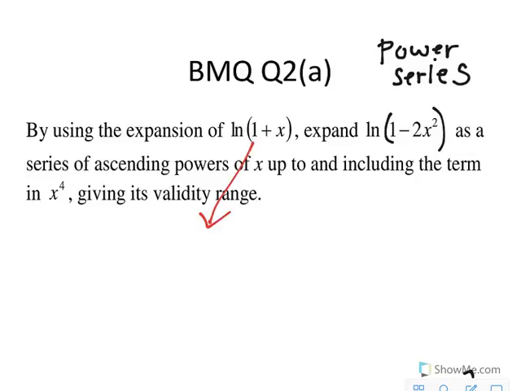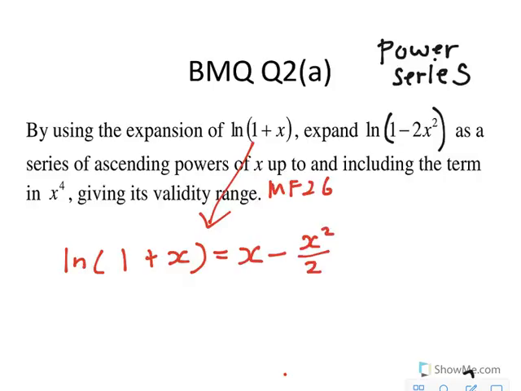Over here, all we are doing is taking it from MF26. MF26 tells us that ln(1 + x) is x - x²/2 + x³/3, without using any thinking at all. Now we need to expand ln(1 - 2x²). How do we expand it, looking at this?